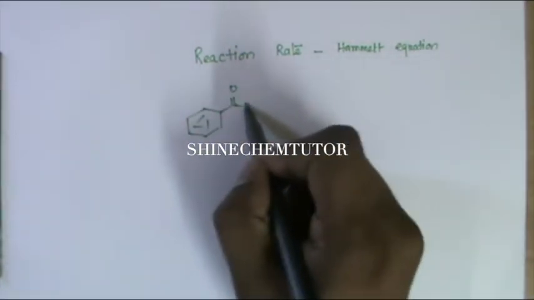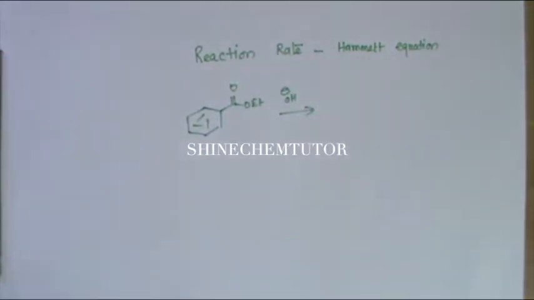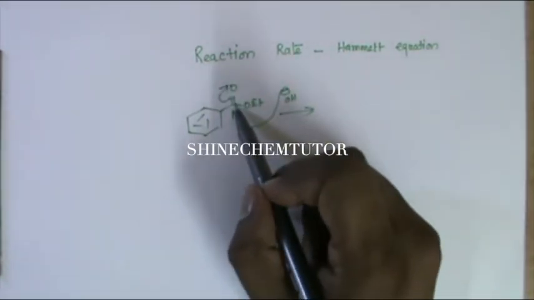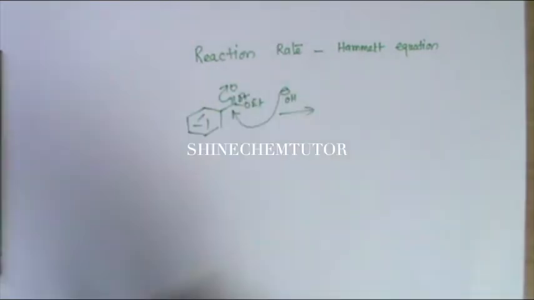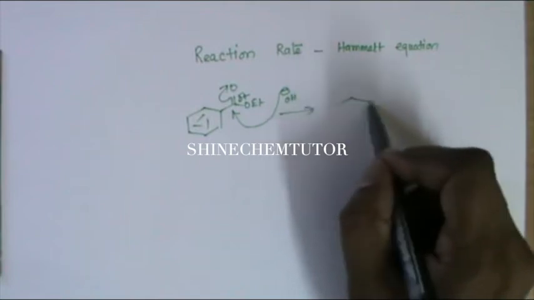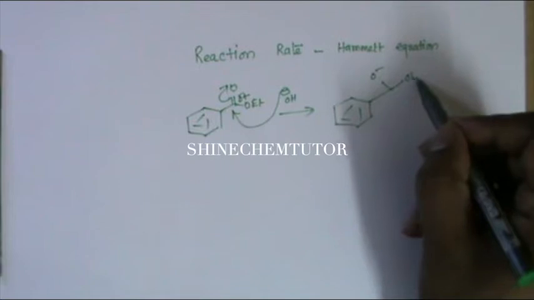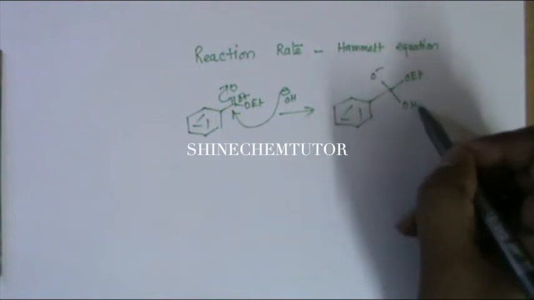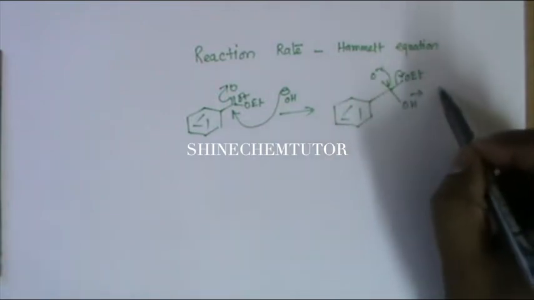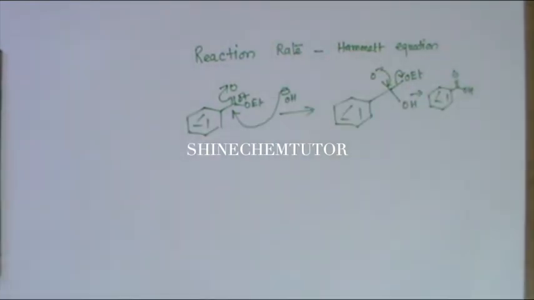Consider the base catalyzed hydrolysis of an ester. The base attacks this carbon since it has delta plus, because of the oxygen atom. So what we get is O minus, OEt, already it is there. Now OH I have added. Now when it comes back, we get the acid. This is the mechanism.